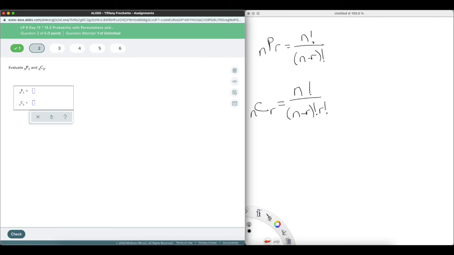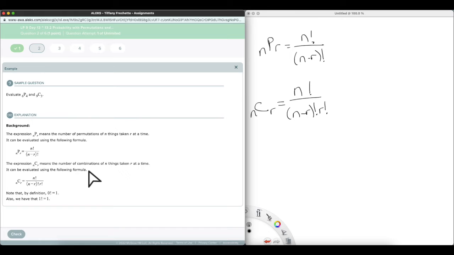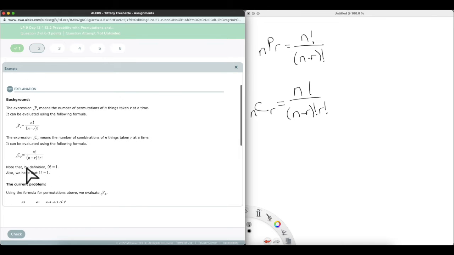All right. Oh, and that was the other thing. I kind of skipped over it. So note that by definition, 0 factorial equals 1. So if you have the factorial of 0, it means 1. Also, we have that 1 factorial equals 1. So either way, if we have 0 factorial or 1 factorial, it equals 1. So we need to make sure we pay attention to that.